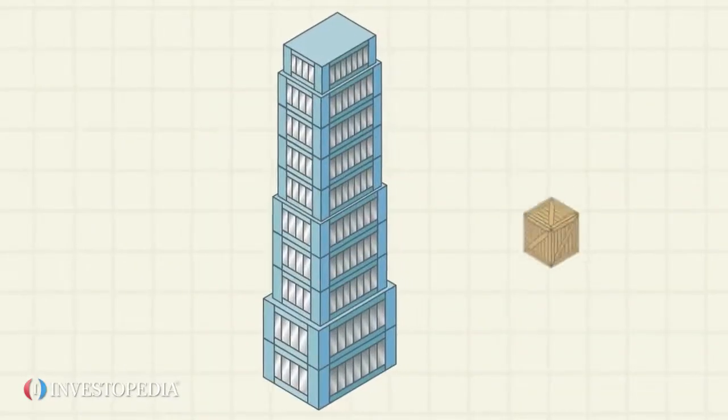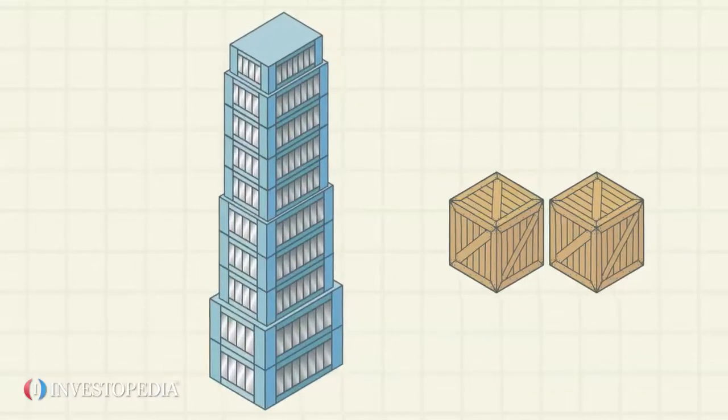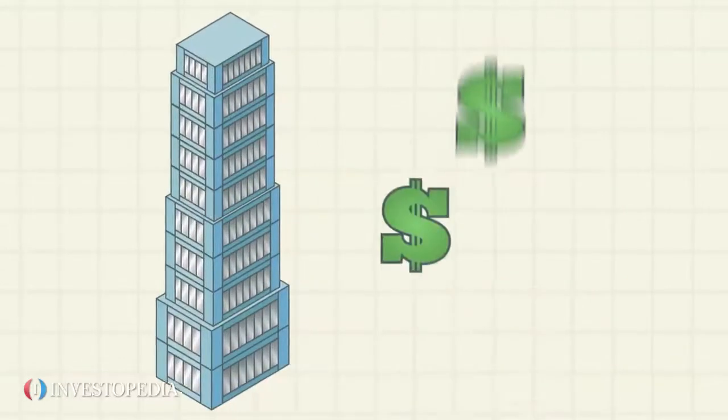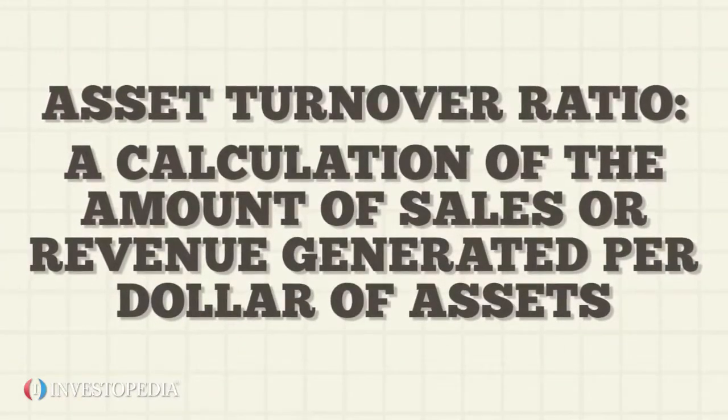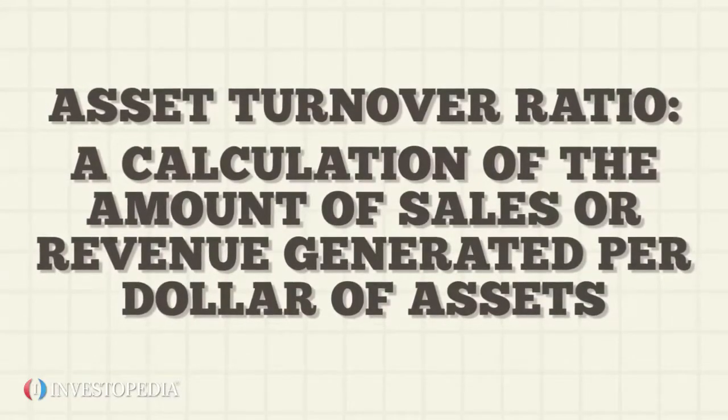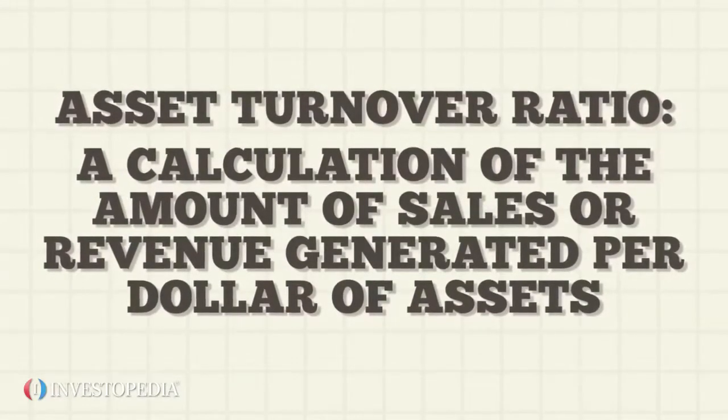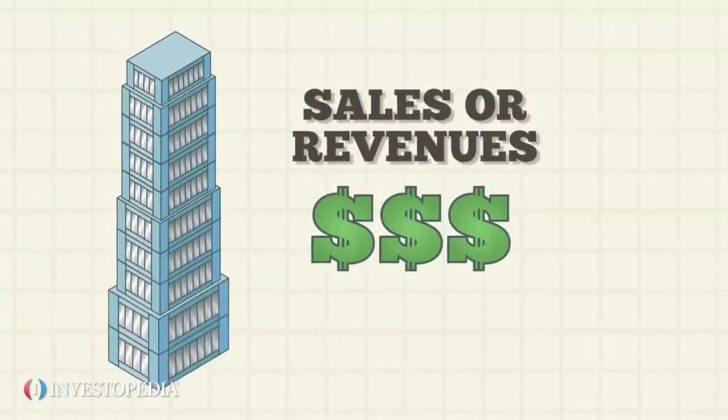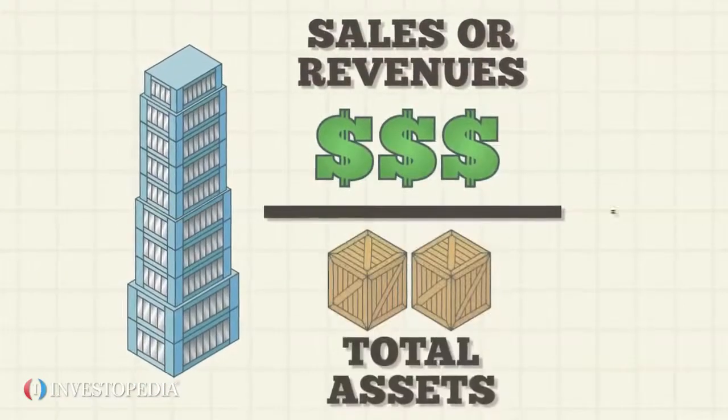The asset turnover ratio is a measure of a company's ability to use its assets to generate sales or revenue, and is a calculation of the amount of sales or revenue generated per dollar of assets. The formula for the ratio is as follows: sales or revenues divided by total assets.